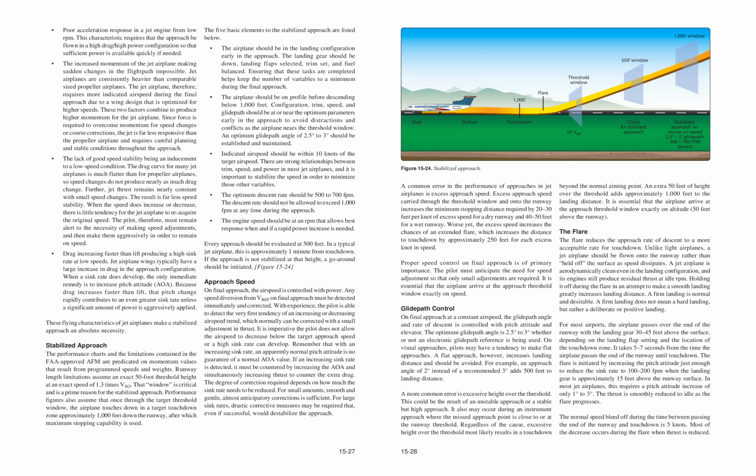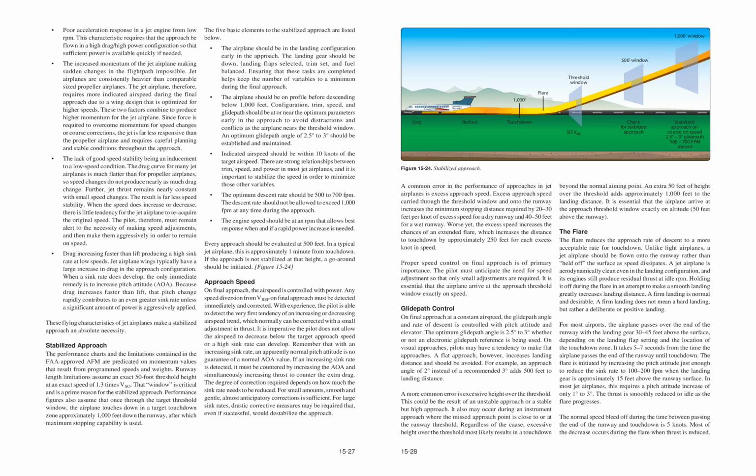The airplane should be in the landing configuration early in the approach. The landing gear should be down, landing flaps selected, trim set, and fuel balanced. Ensuring that these tasks are completed helps keep the number of variables to a minimum during the final approach. The airplane should be on profile before descending below 1,000 feet.